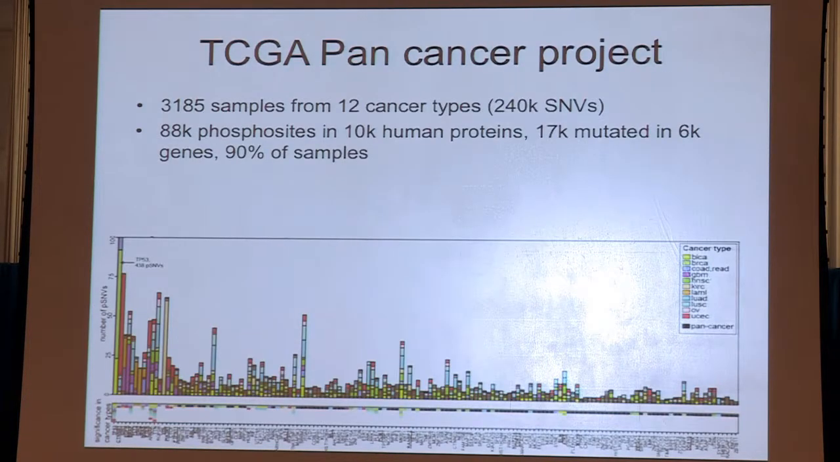Okay, so I mentioned cancer genomics projects are growing rapidly, and the latest generation from the TCGA is the pan-cancer project, where they've collected up to, I think if you count all of the different types of data, like 4,000 or 5,000 samples, but they have at least almost 3,200 that have exome sequencing from 12 cancer types. And so we've run our analysis again on that data.